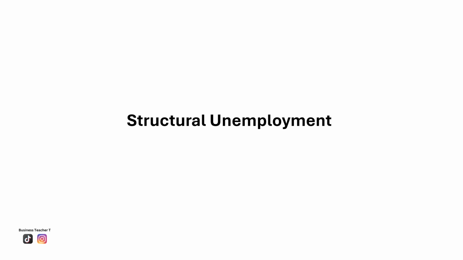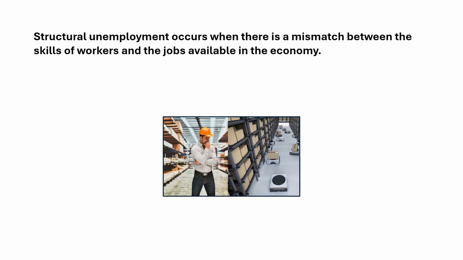Structural unemployment. Structural unemployment occurs when there is a mismatch between the skills of workers and the jobs available in the economy. It occurs when the economy undergoes significant changes, such as technological advancements or shifts in the type of industries that are growing or shrinking.